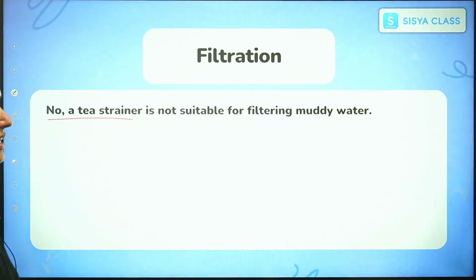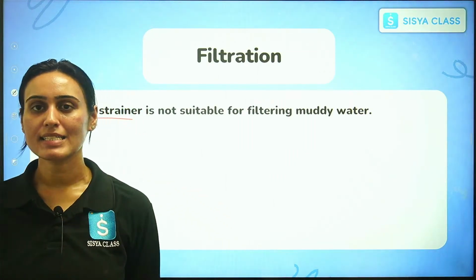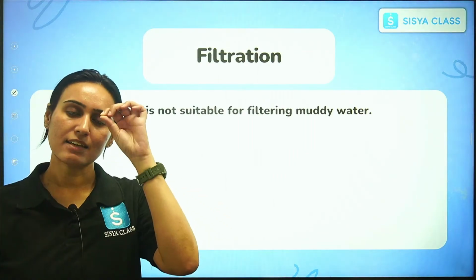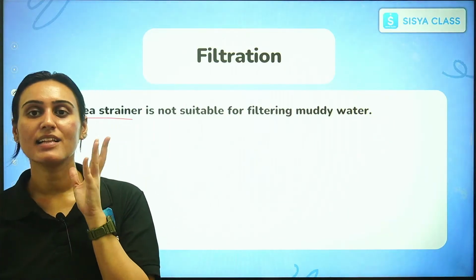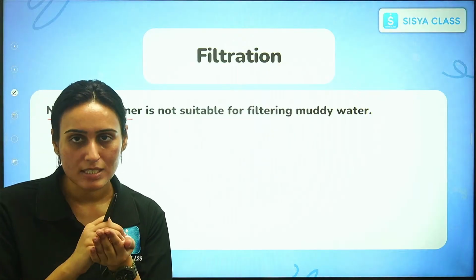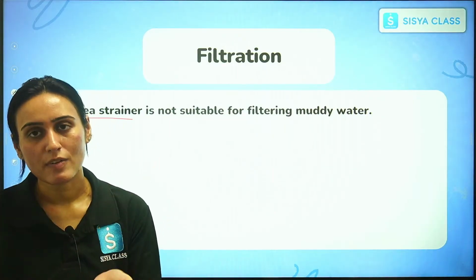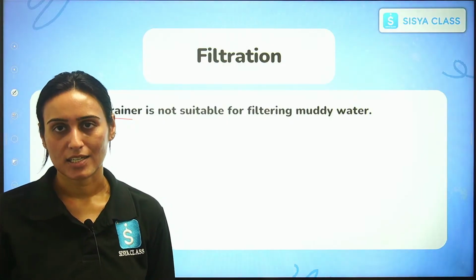A tea strainer is not suitable for filtering out the muddy water. Why? Because the mud particles are small enough that they will pass through your strainer. So you need smaller holes so that they are left behind. If you have taken a strainer which has big holes in it, then your mud along with water will pass through it. There is no point of using a tea strainer in that scenario. Okay.